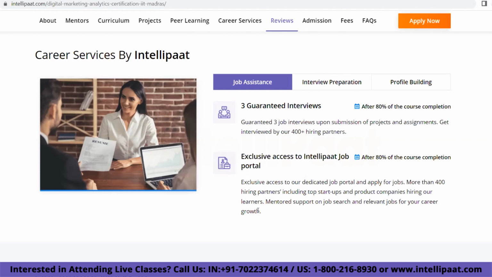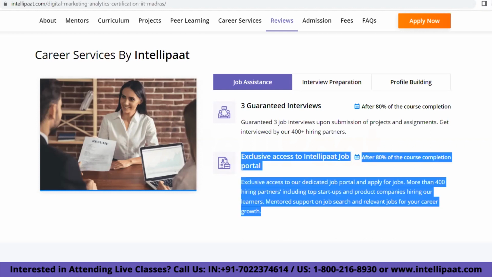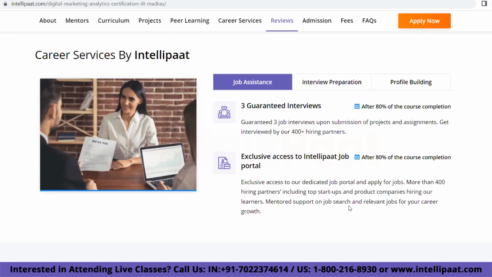Okay. You also get an exclusive access to the Intellipaat job portal on which our 400 plus hiring partners are already registered. We'll give you the ID and password of this portal. You can also start applying online.